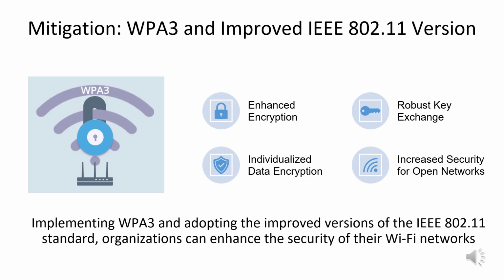And moving to the latest Wi-Fi security protocols such as WPA3, which is the latest generation Wi-Fi security protocol, designed to address the vulnerabilities in WPA2. WPA3 employs a stronger encryption algorithm than WPA2 and ensures a secure key exchange, and most importantly, individualized data encryption. If one device is compromised, it will not allow other devices to be compromised as well.